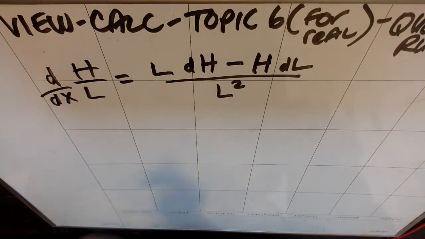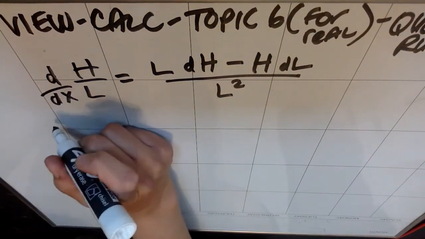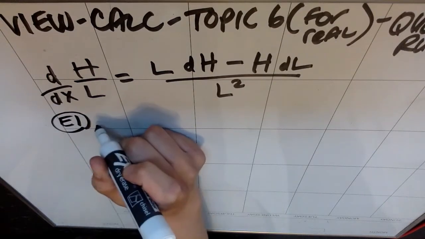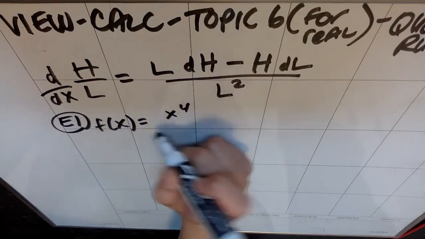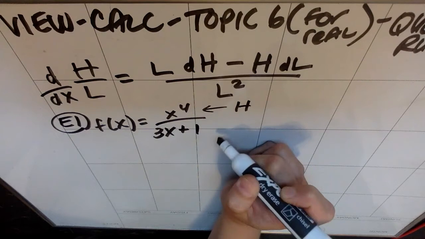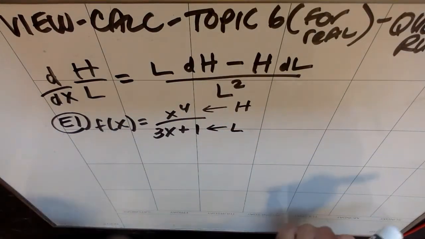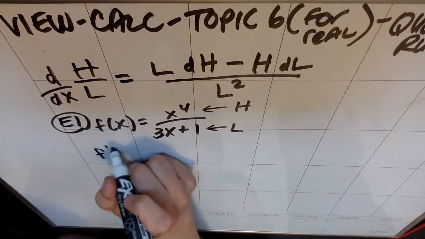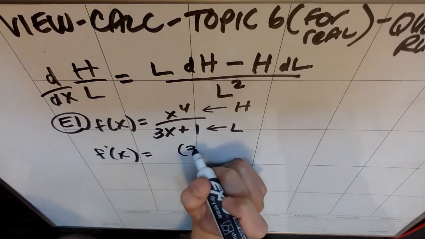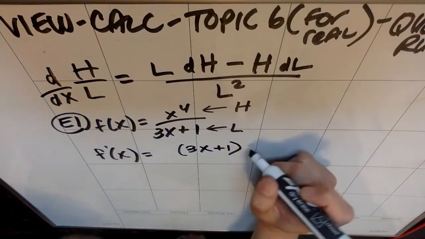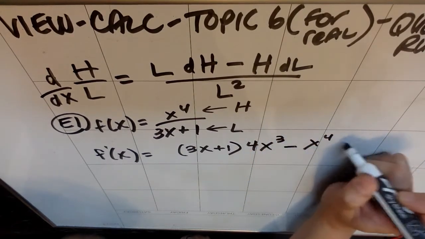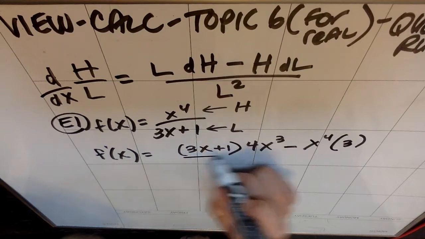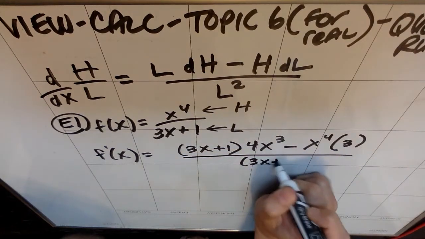So we're going to go ahead and walk through some examples of doing the quotient rule. So example 1, f of x equals x to the fourth over 3x plus 1. Okay, so my high function is the x to the fourth, my low function is the 3x plus 1. So f prime of x is going to be low, so I write the low function exactly as it is. D high would be a 4x to the third, minus high, which is x to the fourth. D low is just going to be a 3. Draw the line and square the low, so 3x plus 1 quantity squared.